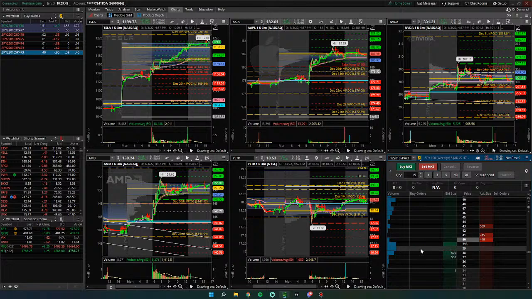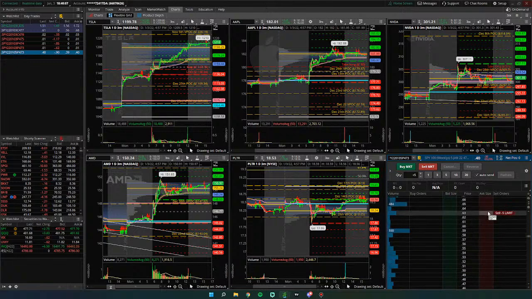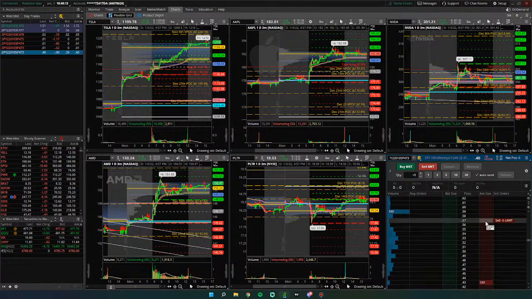And I could literally click here and I can move it up. Like if the price is moving without me and I want to make sure I get a fill, I can move my order up higher just by clicking and dragging to the specific strike price. And then once I'm filled, I can right away go in and put in a sell limit order at whatever strike price I'm trying to get out at.